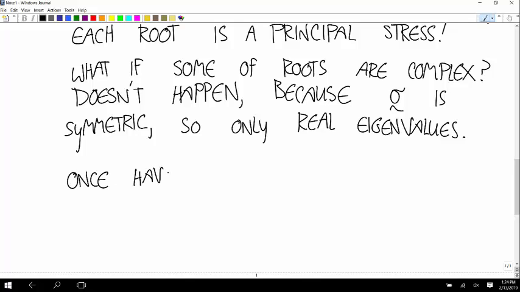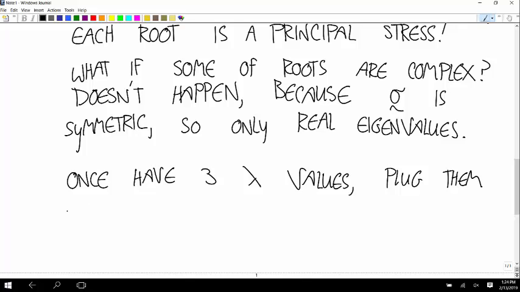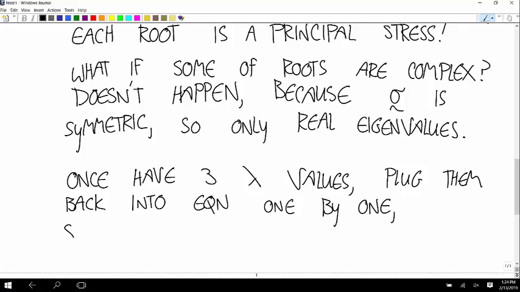Once you have your 3 lambda values, plug them back into the equation one by one, and solve for the corresponding eigenvector.